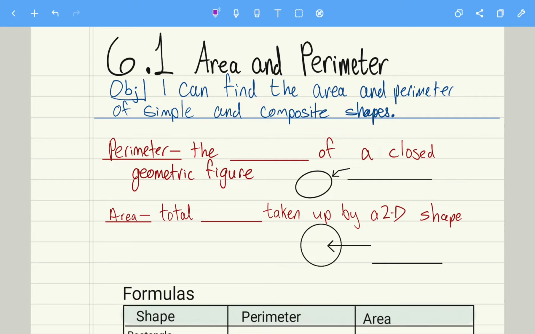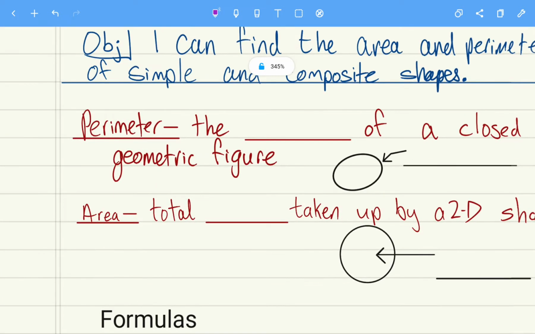The objective is that we can find the area and perimeter of simple and composite shapes. Now, this will be split into two parts. The first part will be simple shapes, and the second part will be composite shapes. So let's look at the definitions of perimeter and area first.